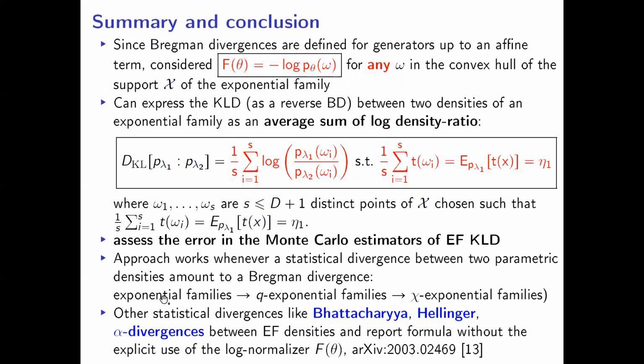So basically, the KLD between exponential families, or q-divergence between q-exponential families, or chi divergence between chi-exponential families. We have also worked on this modulo-affine-term equivalence relationship to compute other statistical divergences like the Bhattacharyya, Hellinger or alpha divergence between densities belonging to some exponential family without explicitly using the cumulant function. The details are reported in this report.